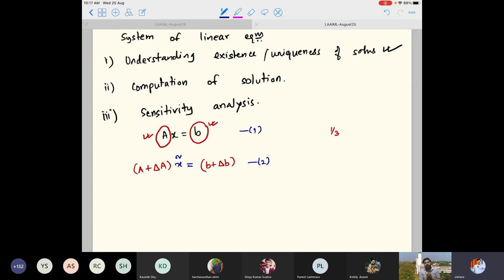is this guaranteed, given that A is perturbed only ever so slightly and B is perturbed only ever so slightly, X tilde will be close to X? Is it guaranteed always? What do you think? Not always, sir. Not always. Why do you think? Because it's a breakdown.